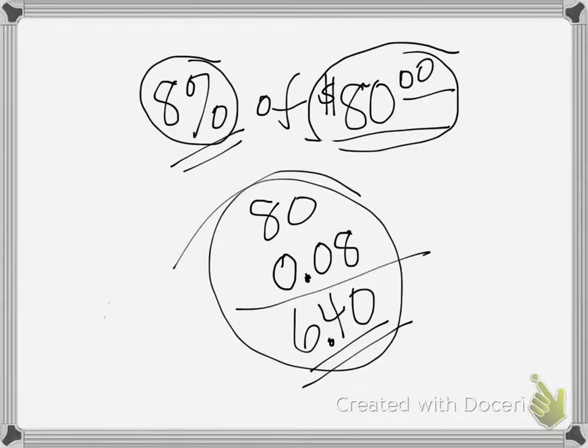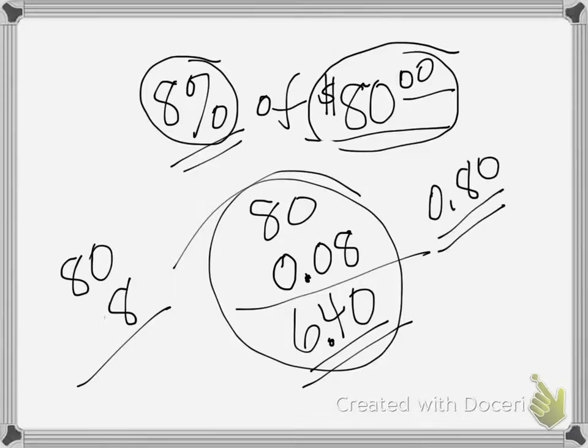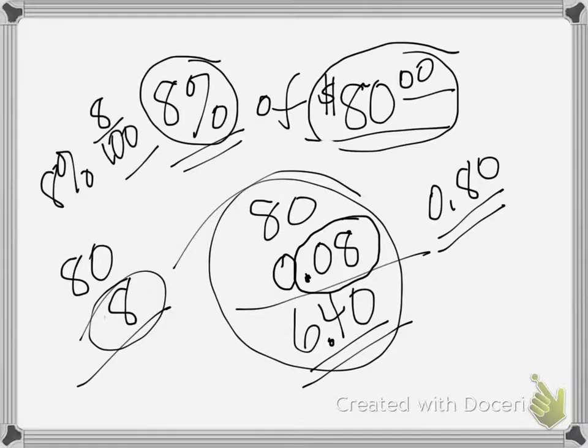So we could do it that way, or we could punch it into a calculator. But you need to know what to punch in. You can't do $80 times 8, or even 0.8, because that's 80%. This, of course, is 800%. You've got to know that 8% is represented this way, 0.08, because 8% is the same as 8/100ths.